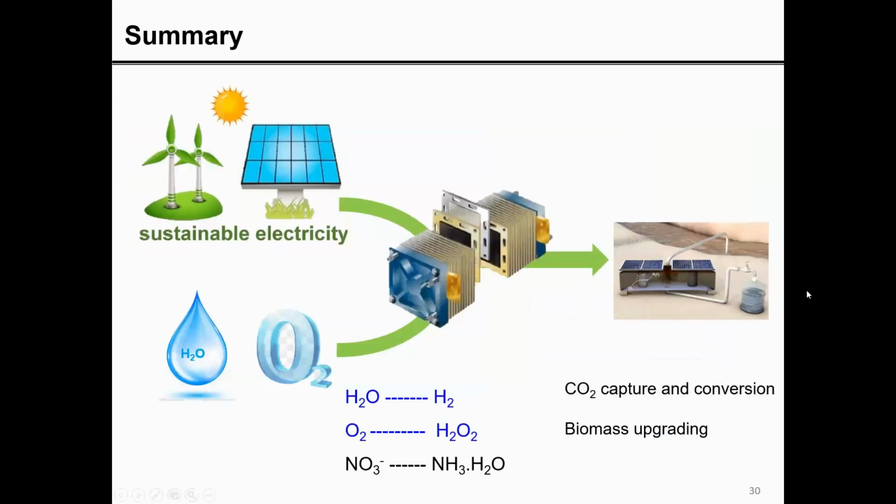So in short summary, the middle part is building the reactors, and we use some clean electricity and convert some earth abundant molecules, including oxygen, water, or some nitrate waste, to hydrogen gas, or to producing hydrogen peroxide and also ammonium.